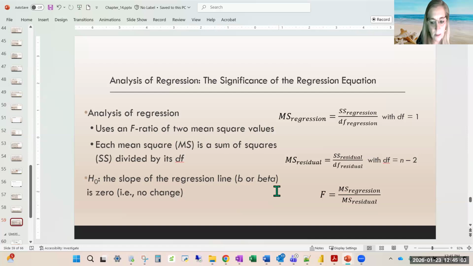So, analysis of regression uses an F ratio of two mean squared values. Each mean squared value is a sum of squares divided by its degrees of freedom. Here, H0 is that the slope of the regression line is 0, so the slope is 0 when the null hypothesis is true. And you can see the formulas to calculate those partitions, the mean squares regression, as well as mean squares residual, and then the F statistic.